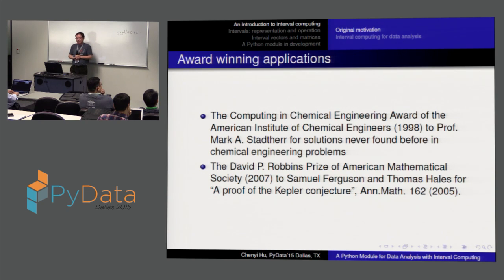So that's the award they gave him, the Computing in Chemical Engineering Award. The other one is the David Robbins Prize of the American Mathematical Society. The 2007 award goes to Samuel Ferguson and Thomas Hales, for a proof of the Kepler conjecture. That conjecture is over 300 years old. Samuel Ferguson did it with his PhD advisor at that time, I believe at the University of Michigan. By the way, when Mark Stadtherr won this award, he was at the University of Illinois, Urbana-Champaign, and then he moved to Indiana. Yeah, now he works in Indiana. They have some other things. I want to bring this up to say that interval computing really works. You can produce award-winning results.